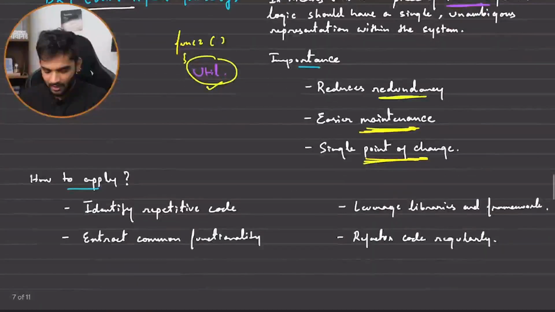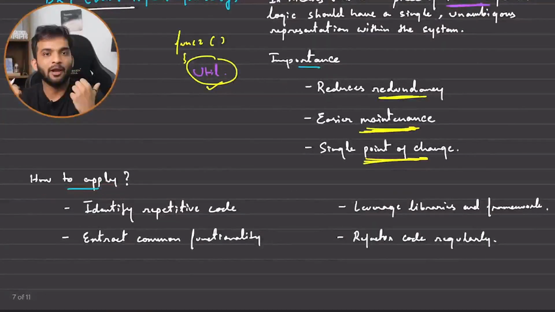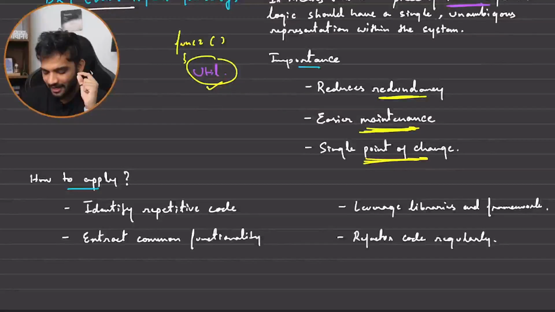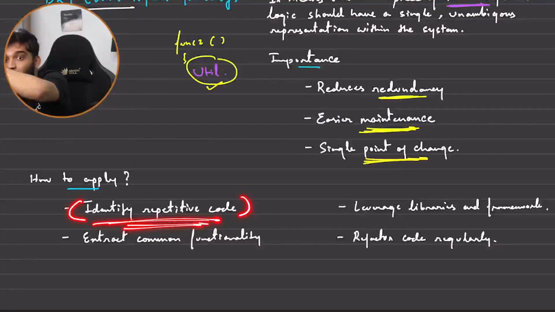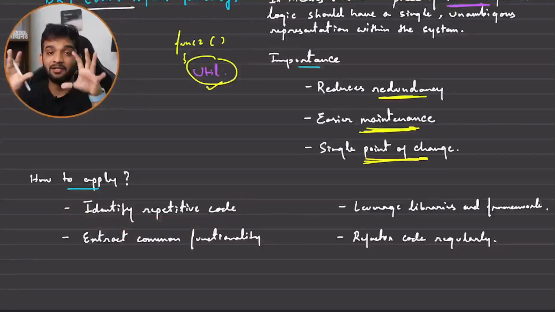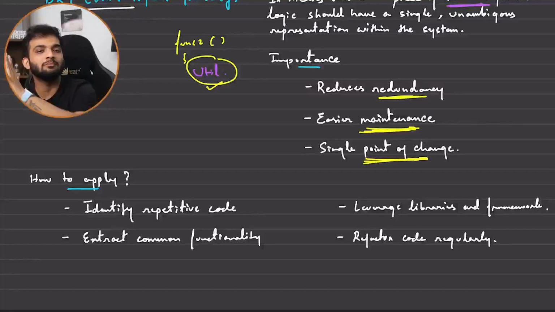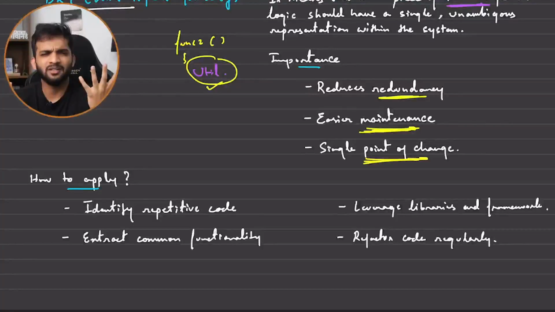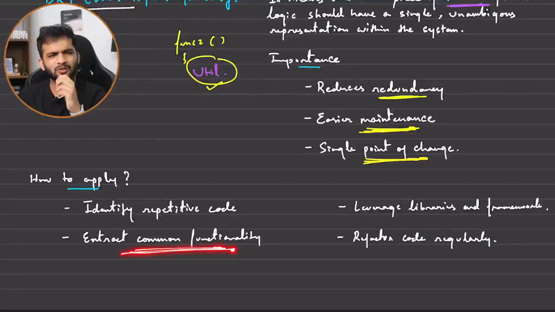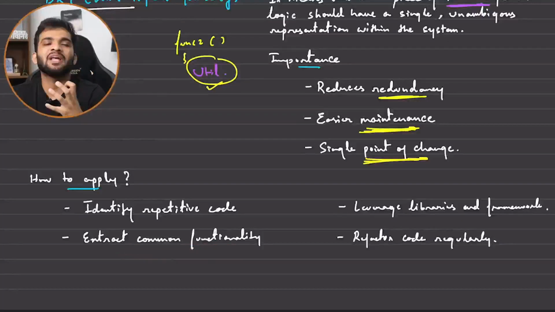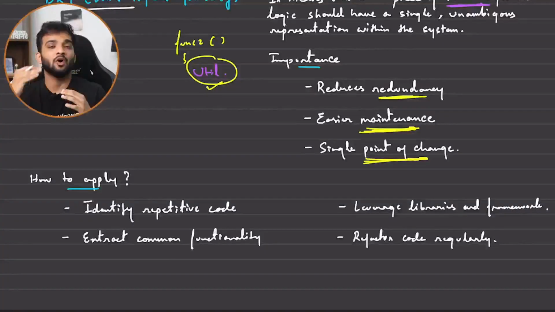Perfect. How do we apply the DRY principle when we are coding? Please identify any portion of repetitive code. If you're saying, okay, this code is here, this code is here, this code is also here, that's when you identify it and you put it in some common place, or whatever design you're following, you can do it. Got it? Next, extract common functionality. If you see that there is a certain common functionality, you can always extract it on a parent level. What do I mean by parent level?